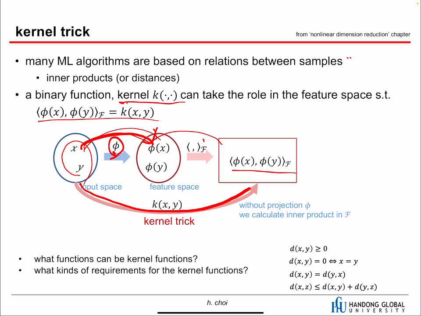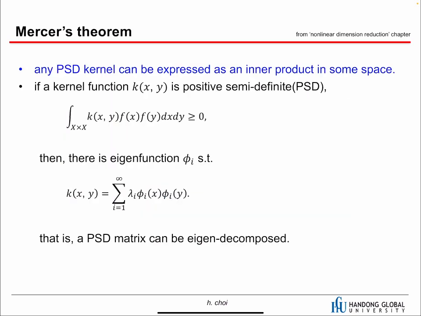Okay. Then the question is, what kind of functions can be kernel functions? So we can check Mercer's theorem. If a kernel function is positive semi-definite, then the kernel is actually an inner product of some space. And we don't have to know what this nonlinear function is. But we know that as long as the kernel function is positive semi-definite, there is some space, and this kernel function will work as an inner product of that space.